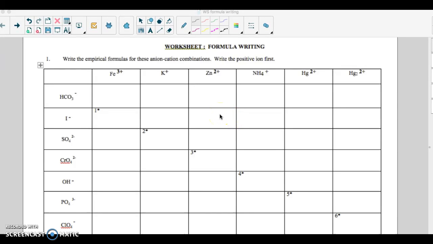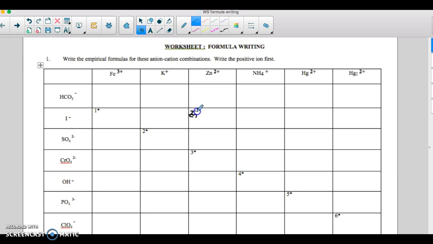Hi, I just wanted to show you guys how to do this worksheet. This will be good practice for writing chemical formulas for ionic compounds. Let's do some simple ones. So first we have, you don't have to show your work, but you need to think about this.